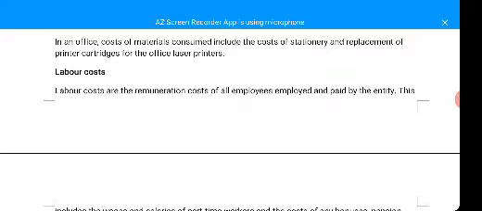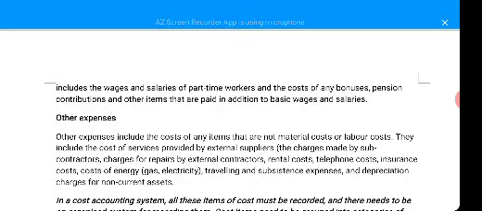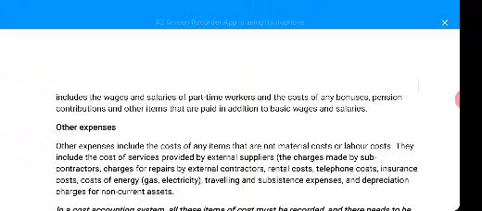The labor costs are the remuneration costs of all employees employed and paid by the entity. So all employees that you employ and pay for the production of a particular product or services is called labor cost. This includes wages and salaries of part-time workers and the cost of any bonuses, pension contributions, and other items that are paid in addition to basic wages and salary. So this is labor cost. Apart from the wage and salary you pay them, their pension and their bonuses are labor cost.